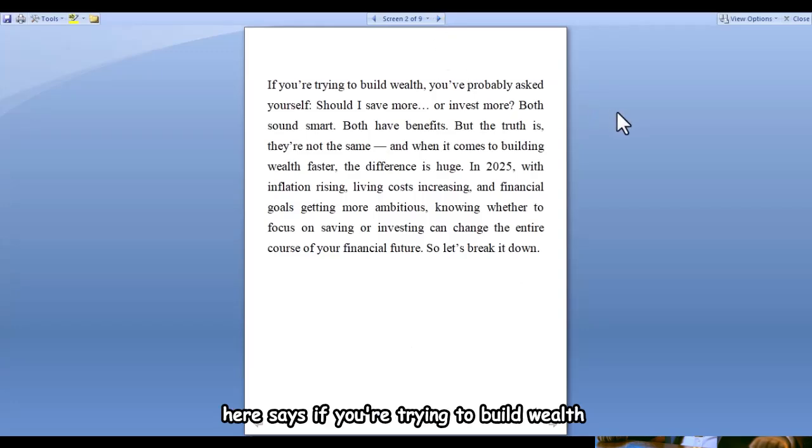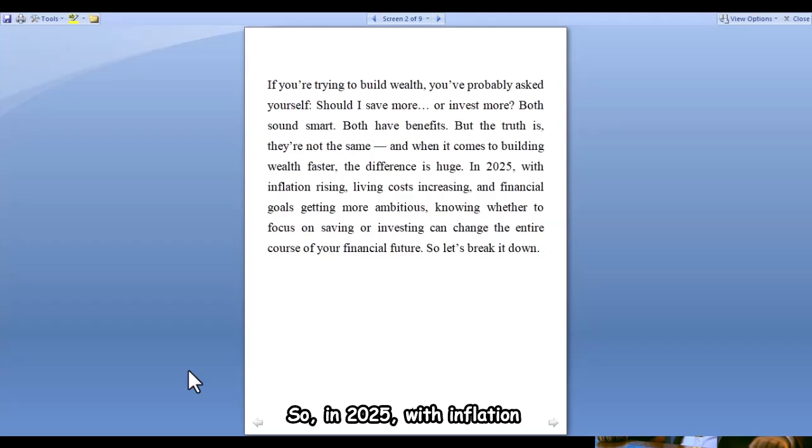The next page here says, if you're trying to build wealth, you've probably asked yourself, should I save more or invest more? Both sound smart, both have benefits, but the truth is they are not the same. And when it comes to building wealth faster, the difference is huge. So in 2025, with inflation rising, living costs increasing, and financial goals getting more ambitious, knowing whether to focus on saving or investing can change the entire course of your financial future. So let's break it down.